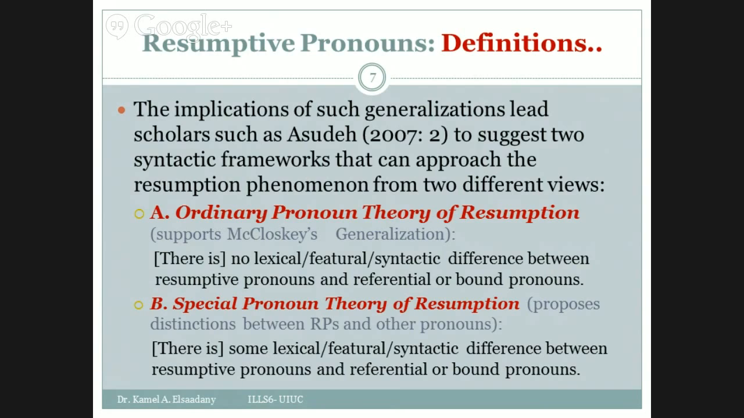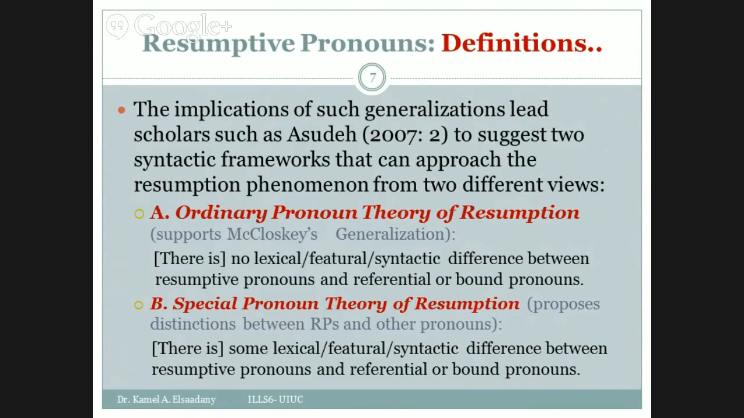The first option, also suggested by Asudeh 2007, is an ordinary pronoun theory of resumption. As you can see here, there are no lexical, featural, or syntactic differences between resumptive pronouns and referential or bound pronouns. The second option is a special pronoun theory of resumption by itself.